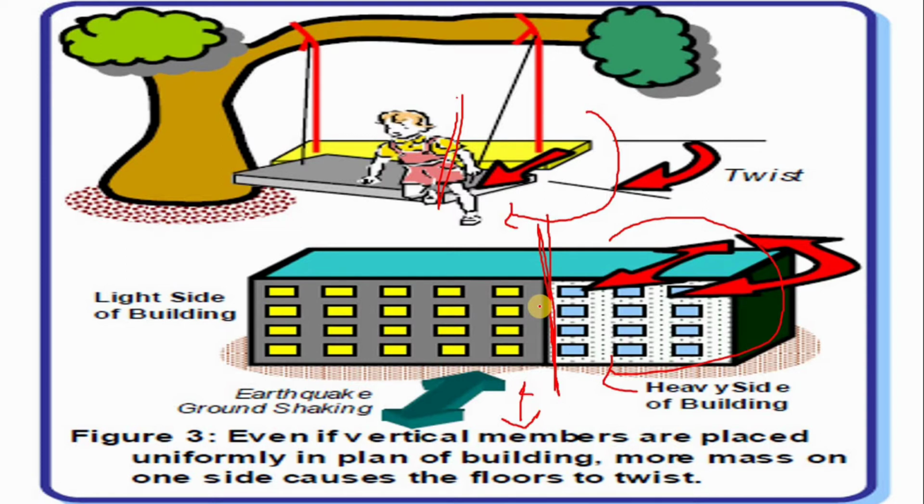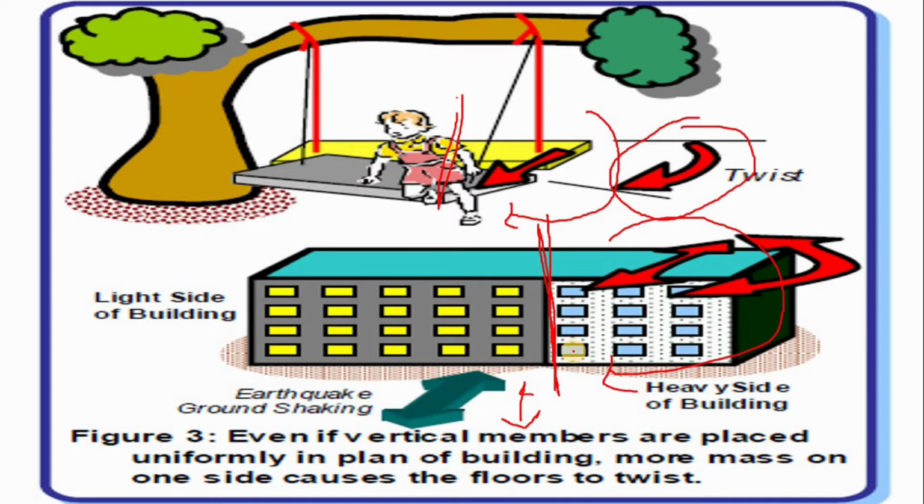It's not about the uniformity of the vertical members. In this building, the vertical members are also uniformly distributed, but our mass is not distributed throughout the span. So for any particular plan that you have to design or analyze, the mass should be distributed uniformly and equally throughout the plan, so that these twisting moments do not occur when the earthquake occurs and the ground shakes in the horizontal direction.